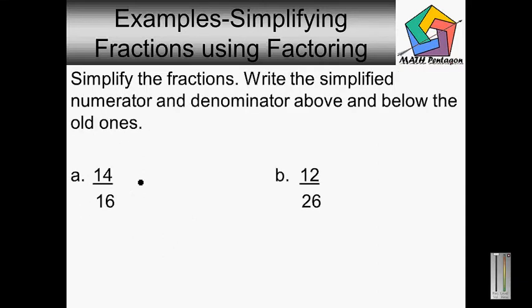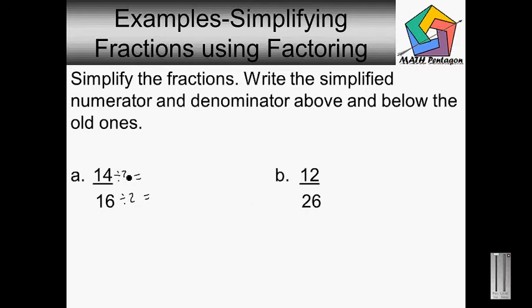Okay, we want to simplify the fractions. Write the simplified numerator and the denominator above and below the old ones. So what we basically do is, again, try to find a common factor between these two. So let's try dividing 2 on both sides.